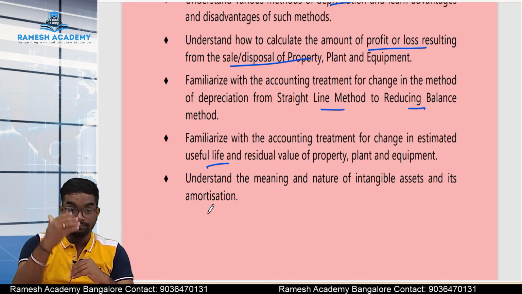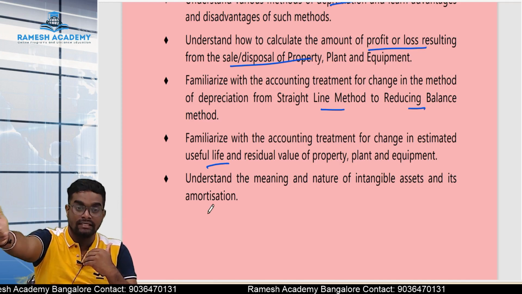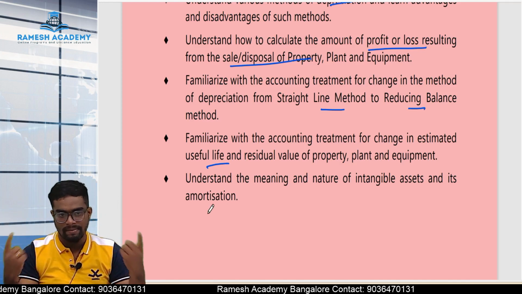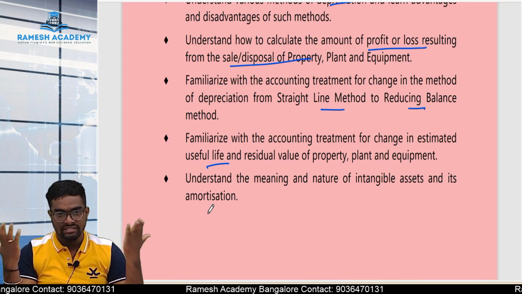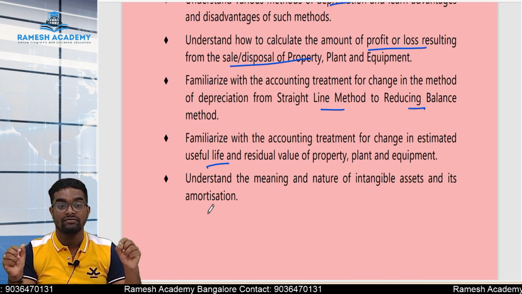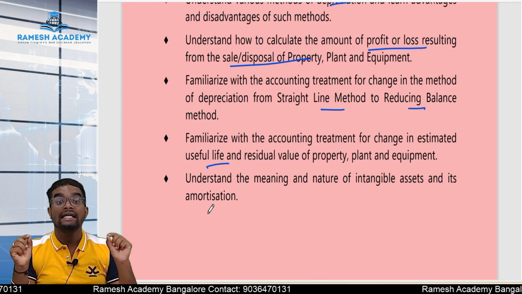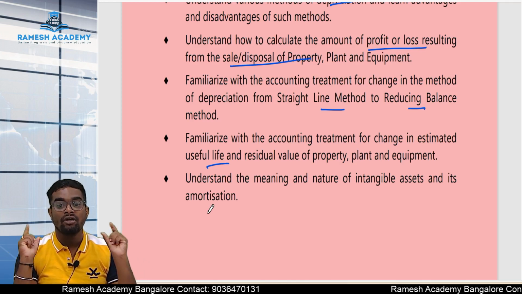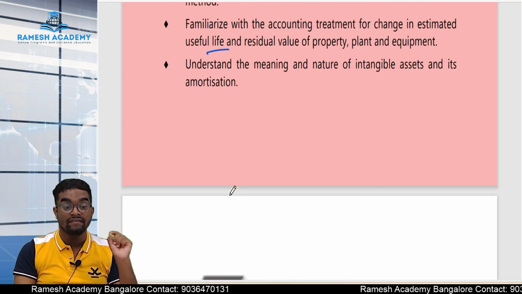So when you reduce the value of asset, which is tangible asset, which can be seen, maybe plant and machinery, furniture and fixtures, building, it can be anything, that is known as depreciation. And when you amortize, which means when you reduce the balance of an intangible asset, that is known as amortization. Okay, reducing the value of intangible asset.